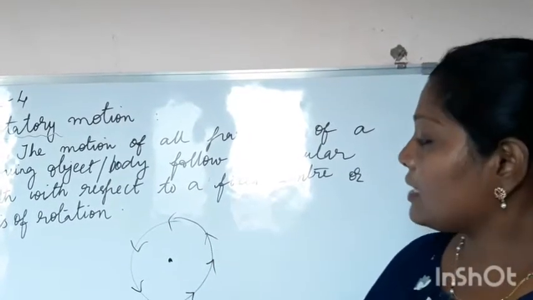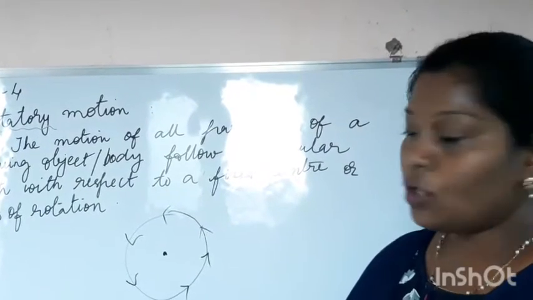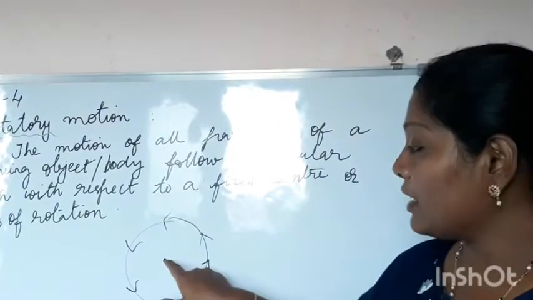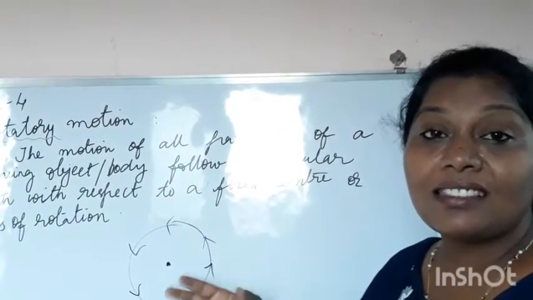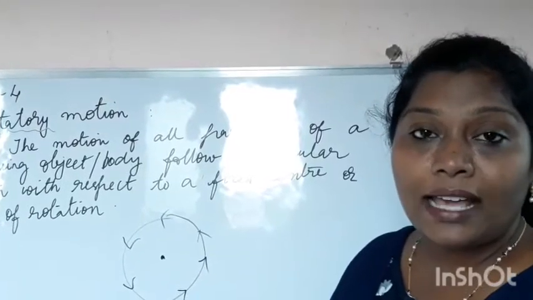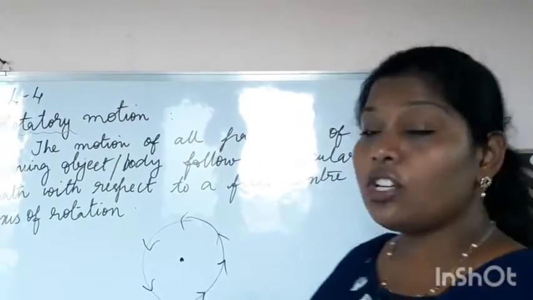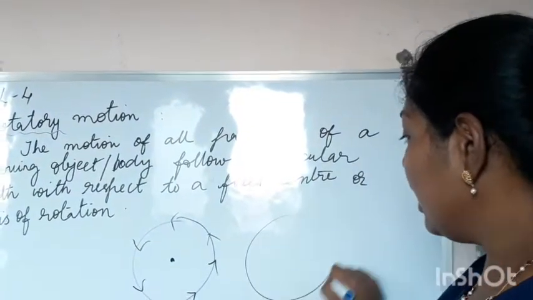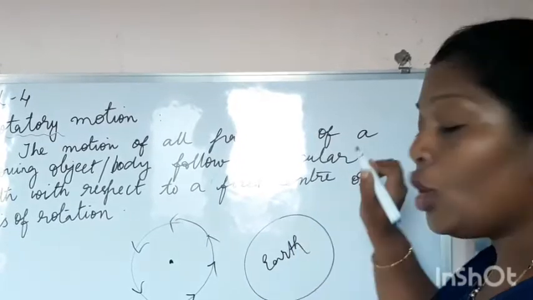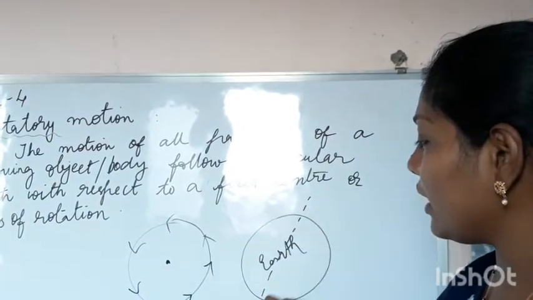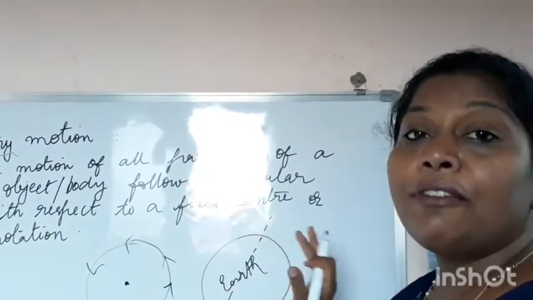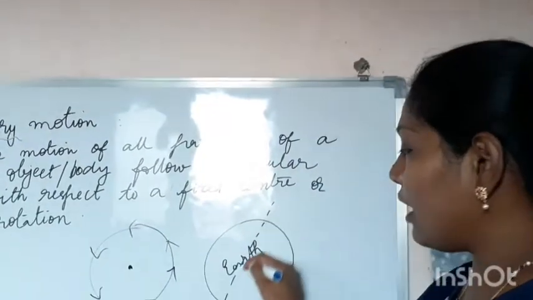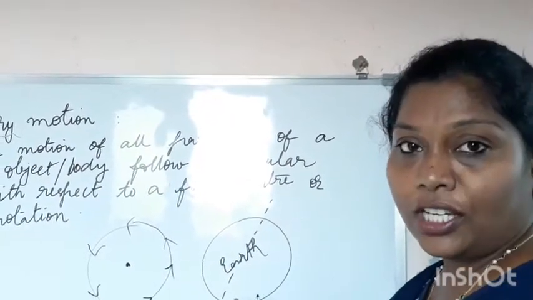Let us take this as a fixed point. What is it doing? It is rotating around a fixed point that is called the axis of rotation. Children, I'll give you one more example. If you think of this as the earth, you know that there is an axis of rotation on which we feel that the earth is rotating. Yes, the earth is rotating on a fixed axis of rotation.